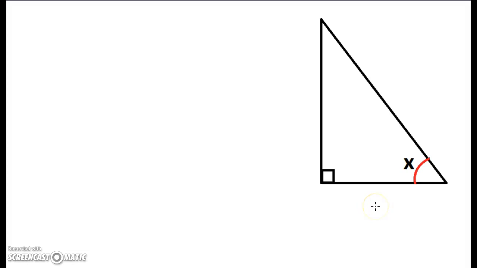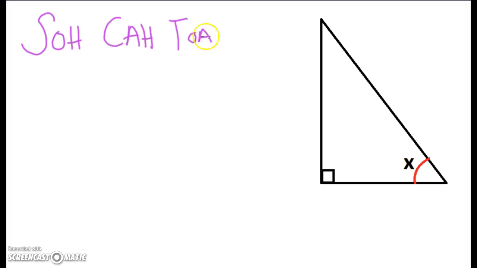Now, if you've taken this class before, you have probably seen SOHCAHTOA. This is a mnemonic that we use to help us remember which of the three trig ratios we're going to use for a given problem.